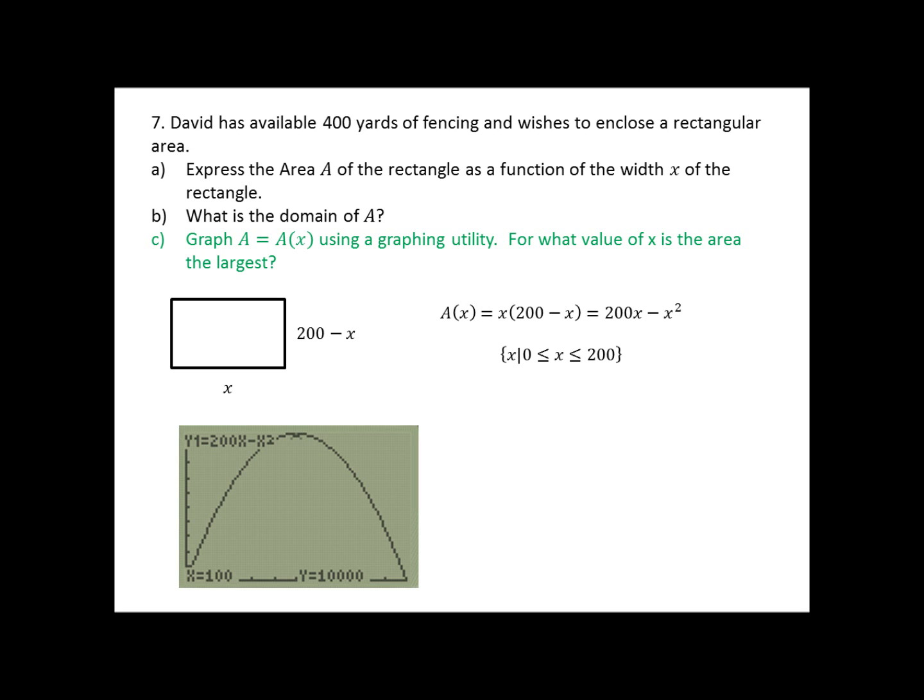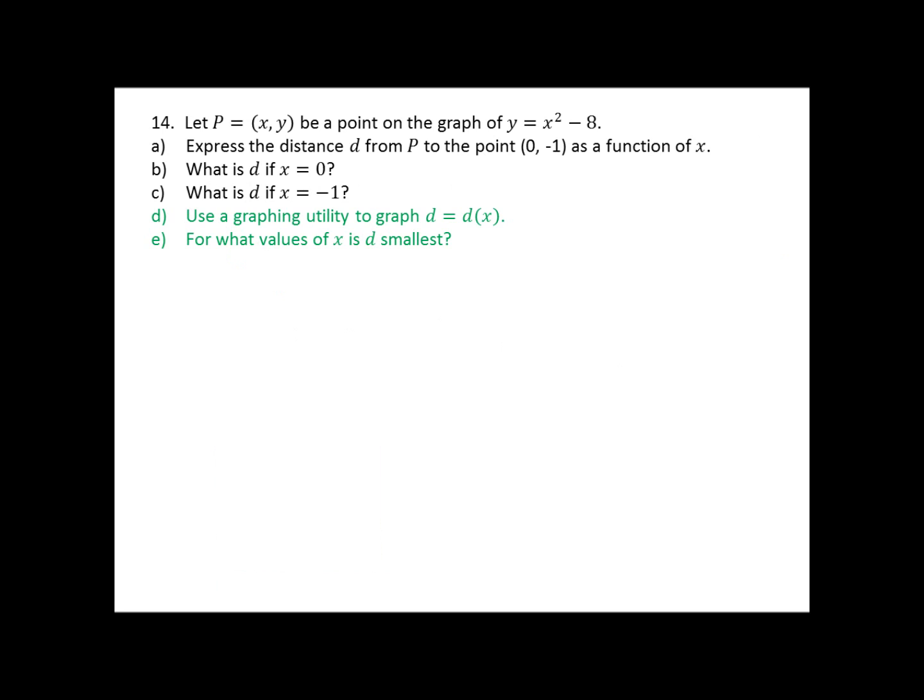Okay, let's move on to our next problem. Let P equal the generic point (x, y) on the graph y equals x squared minus 8. For part A, express the distance d from the point P to the point (0, -1). So we're talking about a distance between a point on a curve and a very specific point as a function of x. Then they want us to plug in two values and find out what d is.